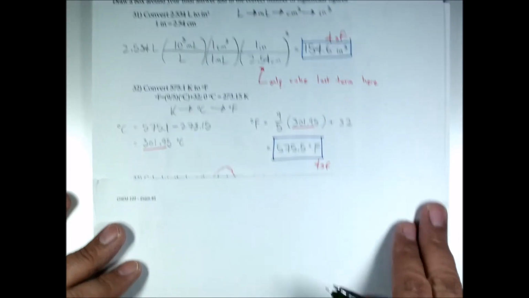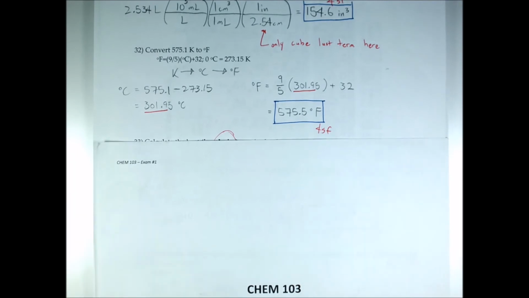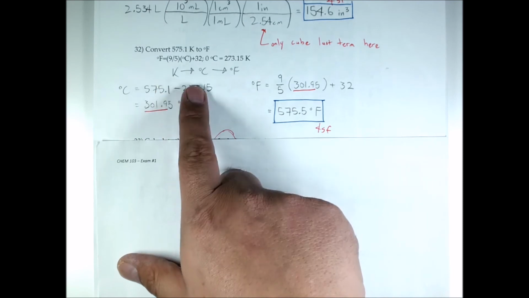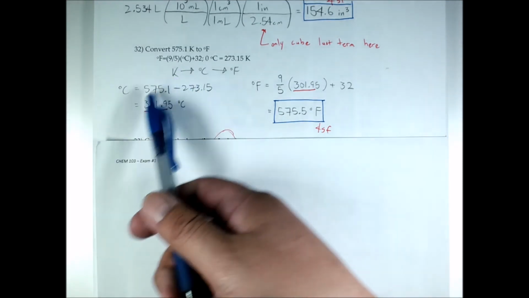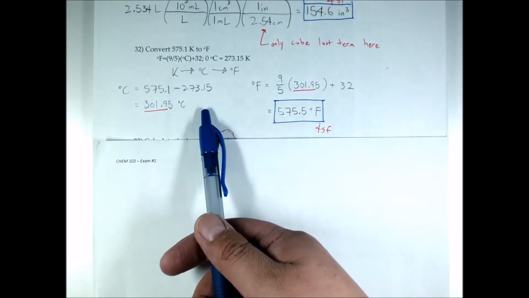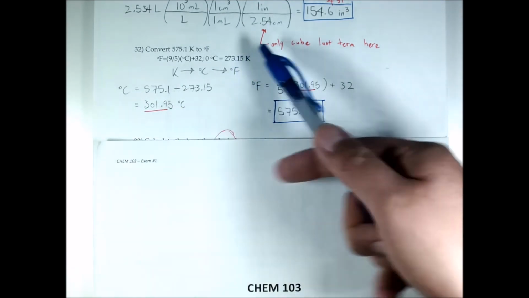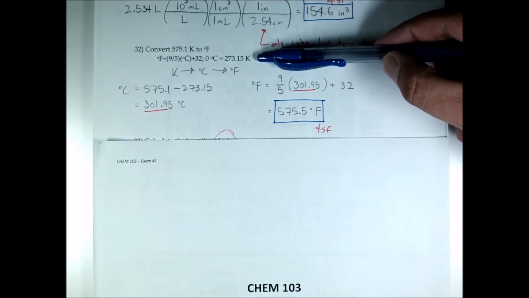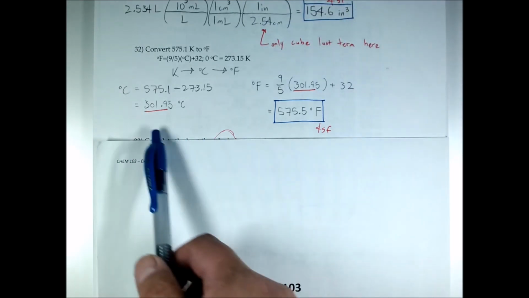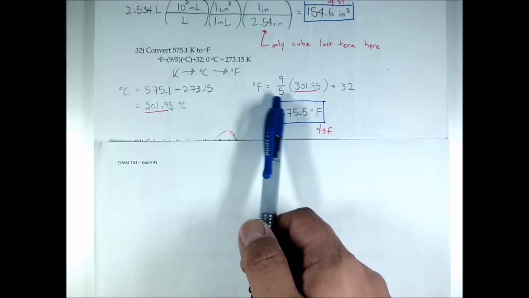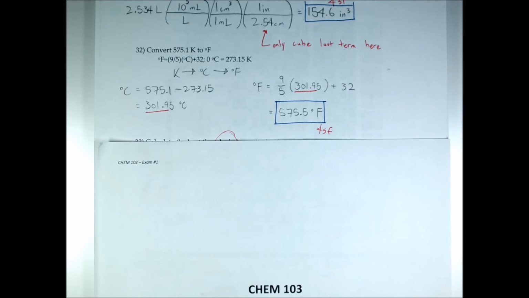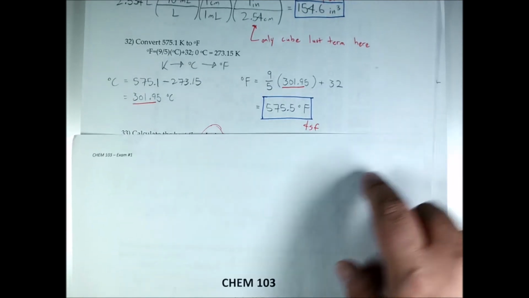Alrighty, the next one here, going from Kelvin to Fahrenheit. You need to do it stepwise. So you go from Kelvin to Celsius, then to Fahrenheit. If we're going from Kelvin to Celsius, you subtract that number, 273.15, which I actually gave to you here in the problem. And then after you have this degree C, you go ahead and plug into this equation here and end up with 575.5. And following my sig fig rules, I end up with 4 sig figs.